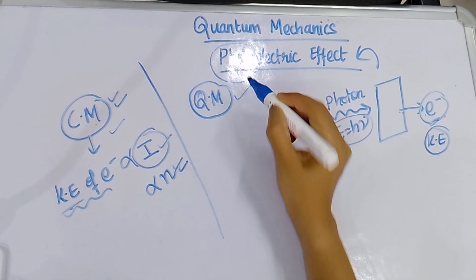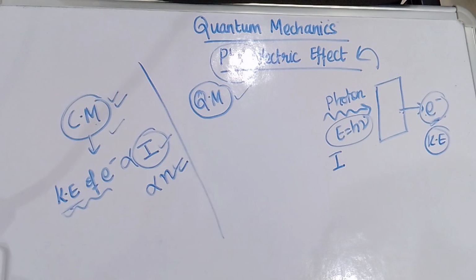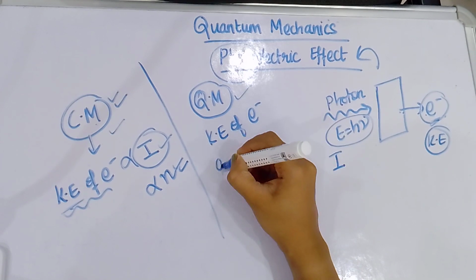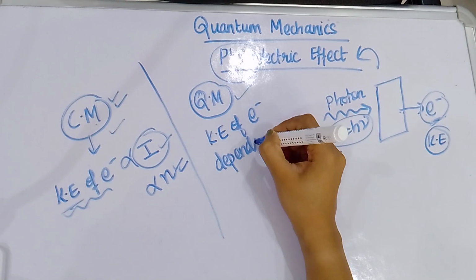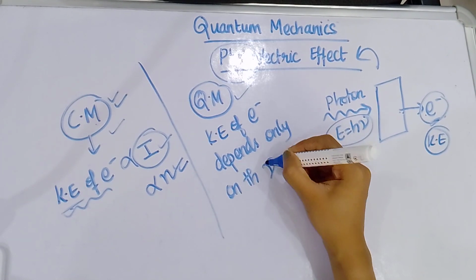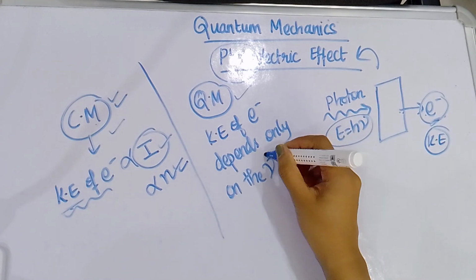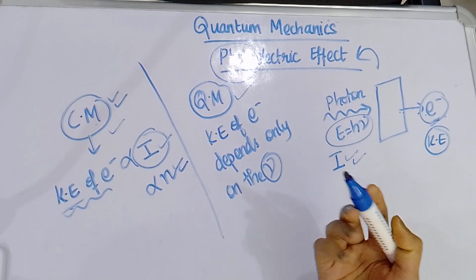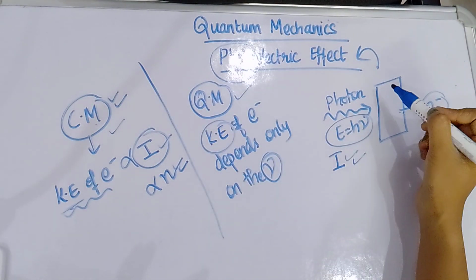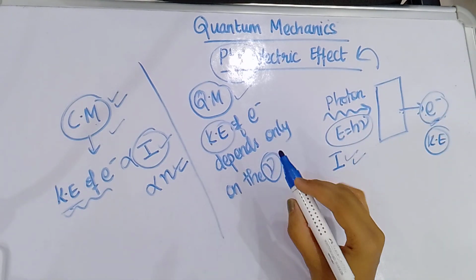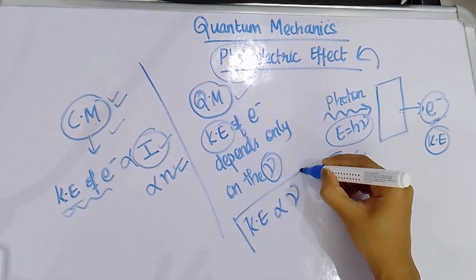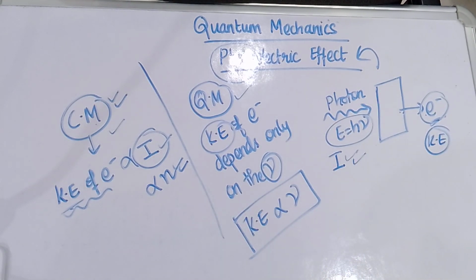But what did quantum mechanics actually believe? They concluded that the kinetic energy of the electron depends only on the frequency of the incident photon. It is independent of the intensity. That is, the kinetic energy of the ejected electron doesn't depend upon how many photons are falling on the metal surface. It actually depends only on frequency. This I will be proving in later videos.